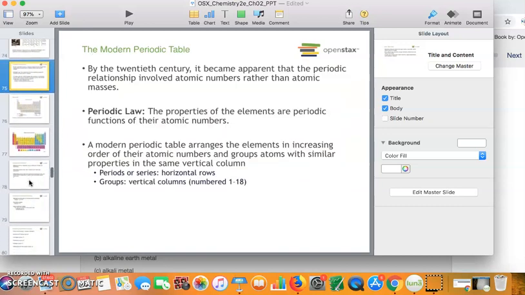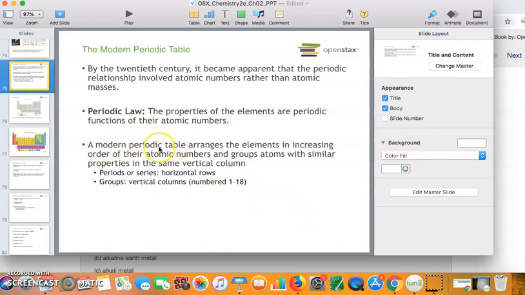By the 20th century, it became apparent that the periodic relationships involved atomic numbers rather than atomic masses. So this came about the periodic law, which is that the properties of the elements are periodic functions of their atomic numbers. That means we can look at the periodic table and predict certain things about an element based off its location on the periodic table.